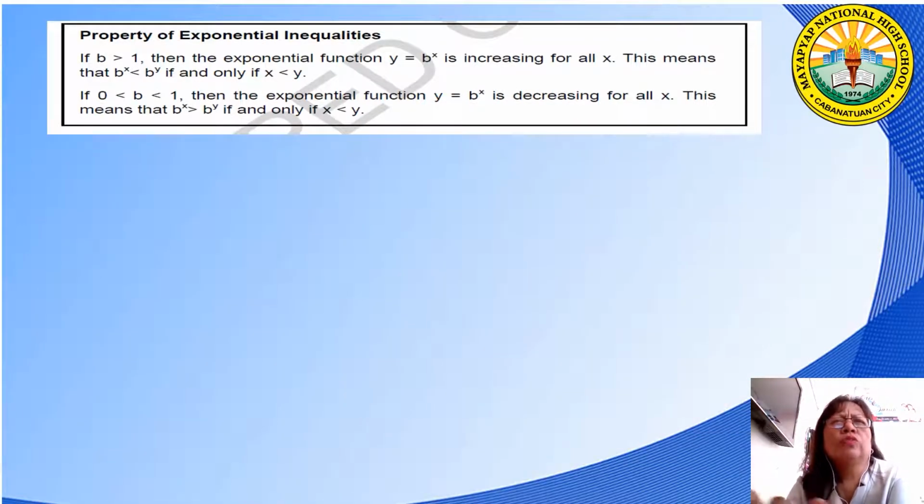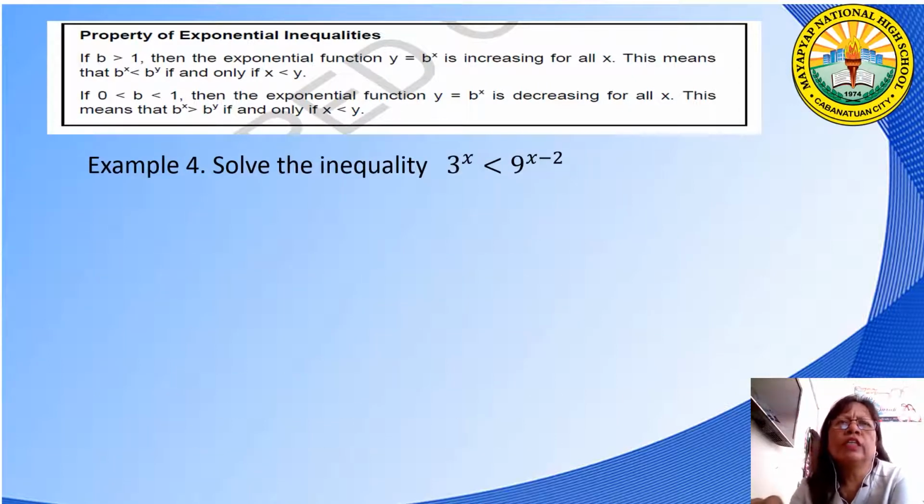So in solving exponential inequalities, we also have a property of exponential inequalities. If b is greater than 1, then the exponential function y equals b raised to x is increasing for all x. This means that b raised to x is less than b raised to y if and only if x is less than y. If 0 is less than b less than 1, then the exponential function y equals b raised to x is decreasing for all x. This means that b raised to x is greater than b raised to y if and only if x is less than y.